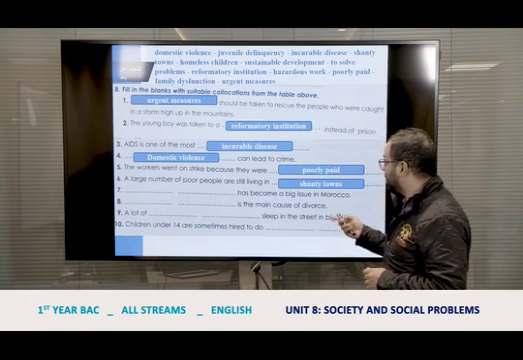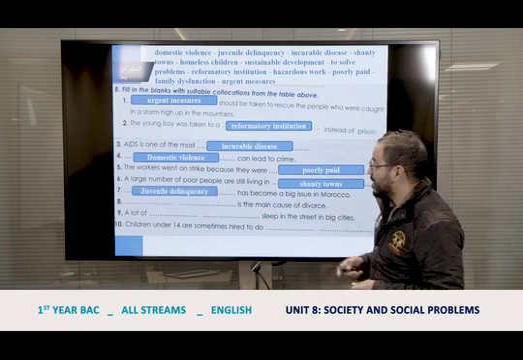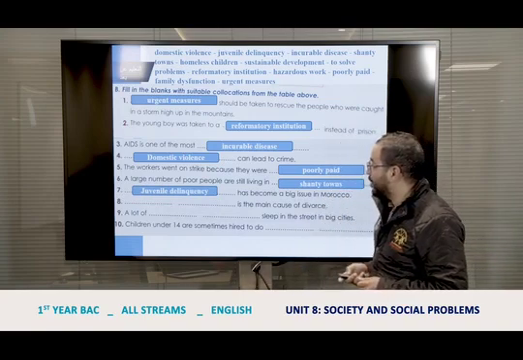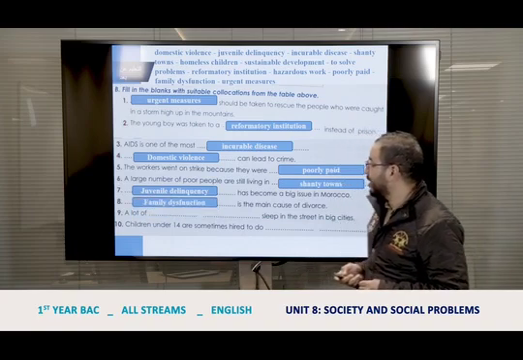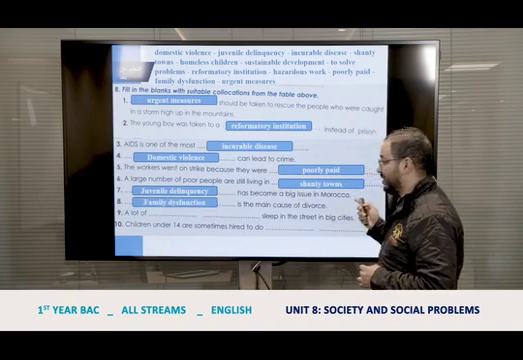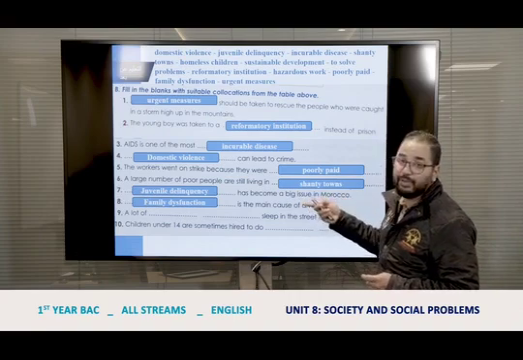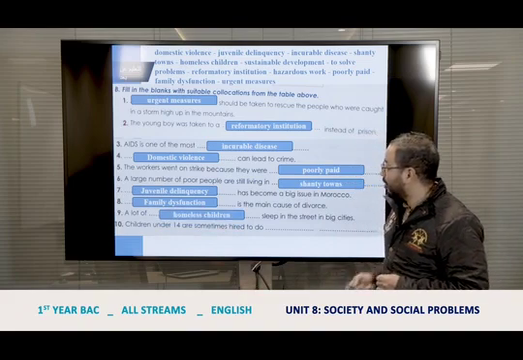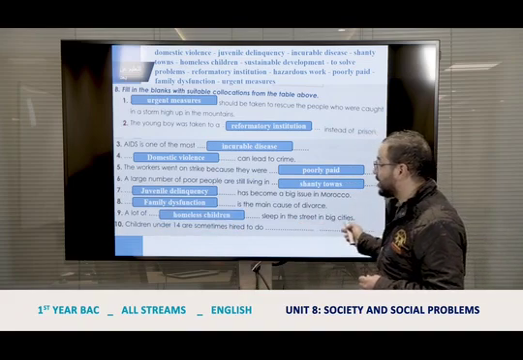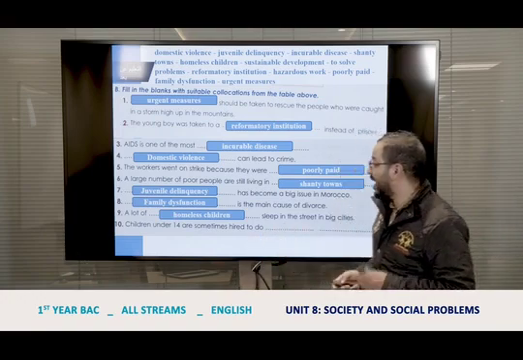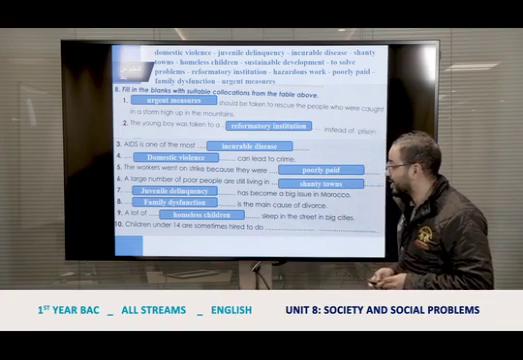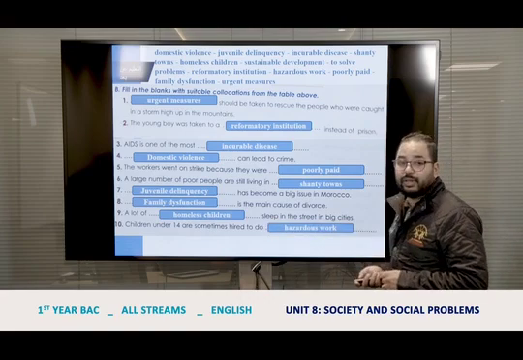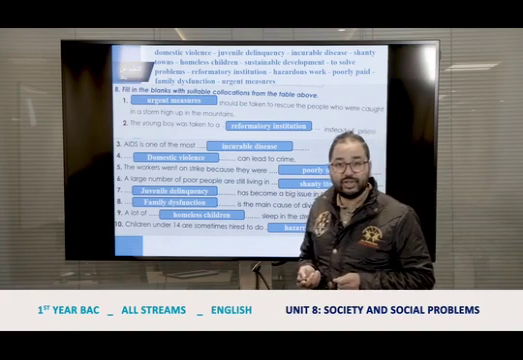Number 7, juvenile delinquency has become a big issue in Morocco, which is unfortunate. Number 8, family dysfunction is the main cause of divorce. Of course, if there are family problems, divorce is the result. A lot of homeless children sleep in the street in big cities because they don't have a house. And children under 14, which means minors, are sometimes hired to do hazardous work, okay, risky or dangerous work.